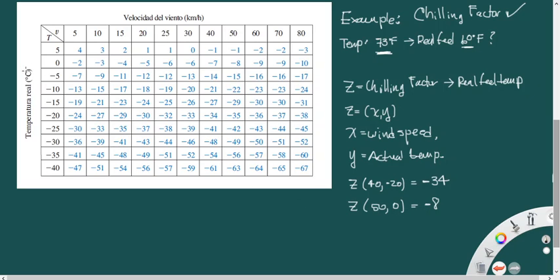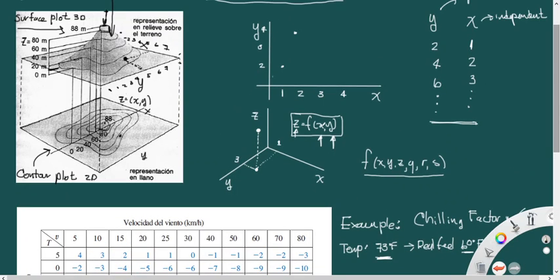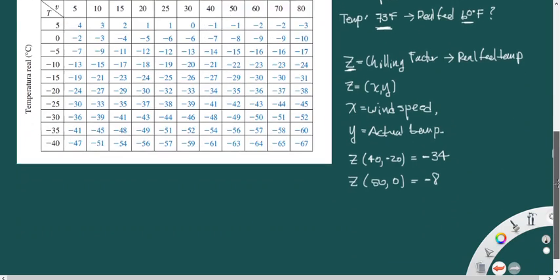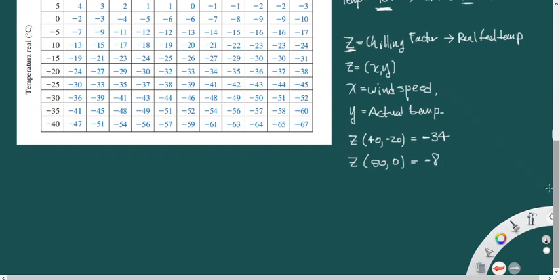So this is the same arrangement that we worked in this example. You have a y-axis and an x-axis, and the coordinates of those two values are going to give you a third value, which is the dependent variable. This example is very clear to see that we have the effect of the wind plus the effect of the temperature, and these two effects combined are going to give you this variable of interest, in this case the chilling factor or the real feel temperature.